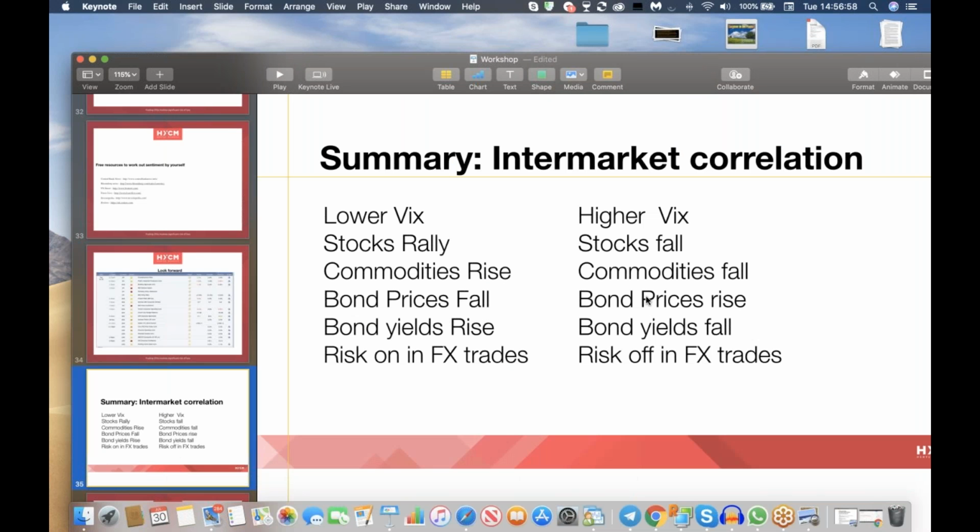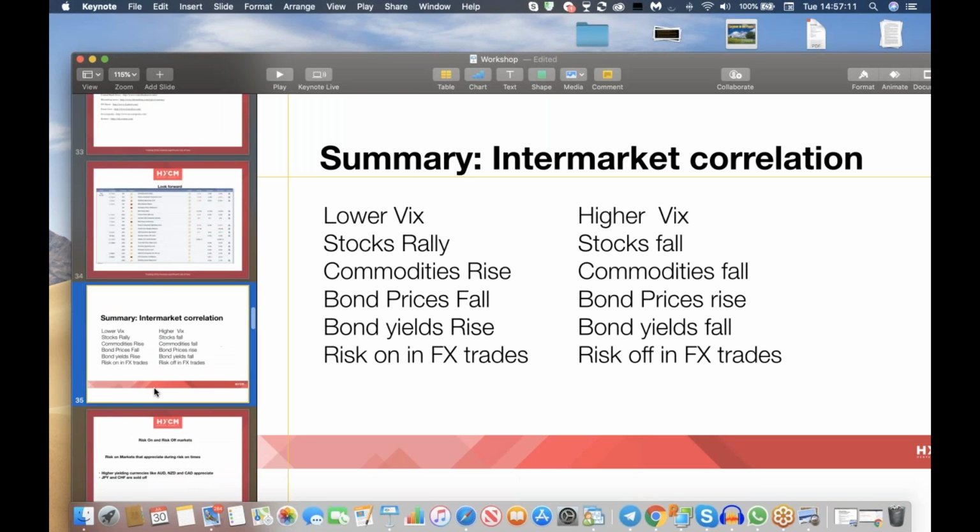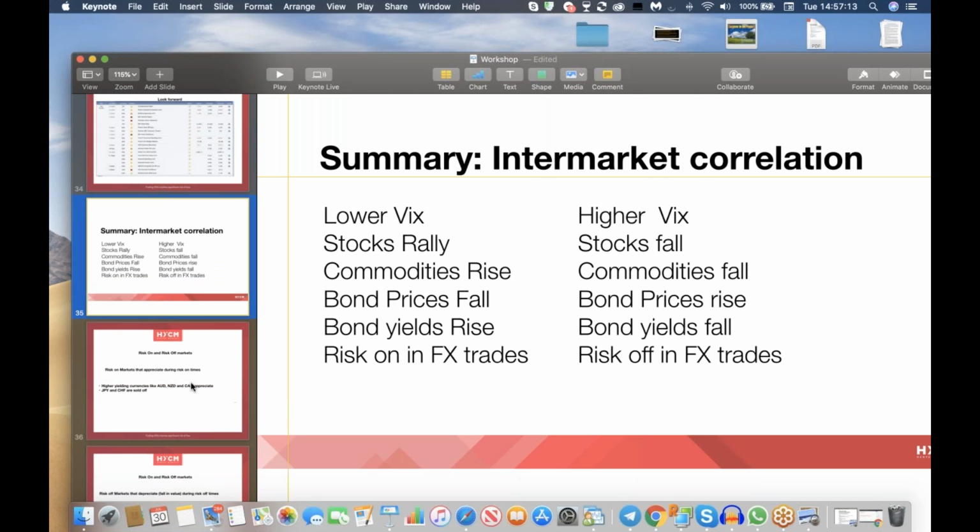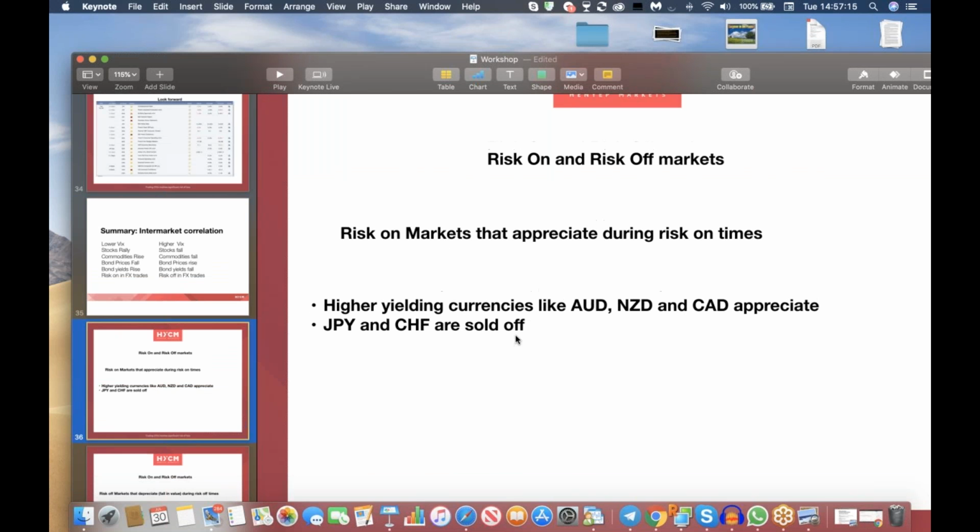Here's the intermarket correlations. I just leave this here. It's helpful if you're just trying to understand how equities and bond prices and commodities work. Just take a quick screenshot of that. Gives you a quick thing. And again, risk on and risk off markets, I'll include those as well.